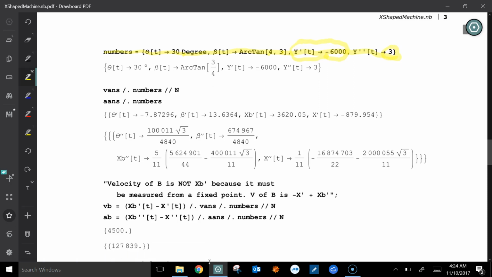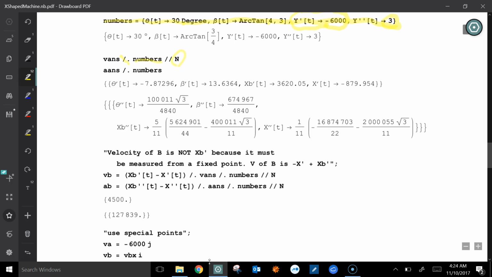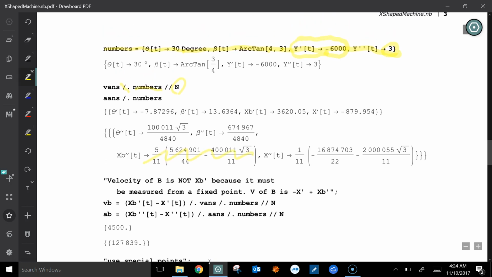So if you put those numbers in, this is the way you tell Mathematica to put in numbers. In the velocity equation, put in these numbers, and give it to me as a decimal, because otherwise it gives you these odd fractions, and it's difficult to compare one answer to another. Here's the response. Theta dot is negative 0.7. Since theta dot is negative, theta is getting smaller, which means that the rod is rotating clockwise. The beta dot is a positive number, so beta is getting bigger.